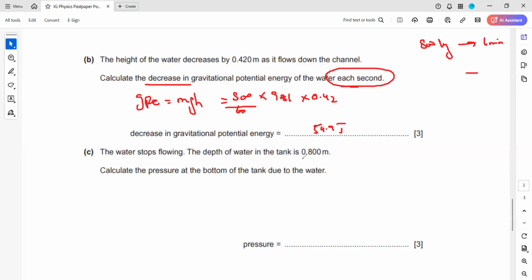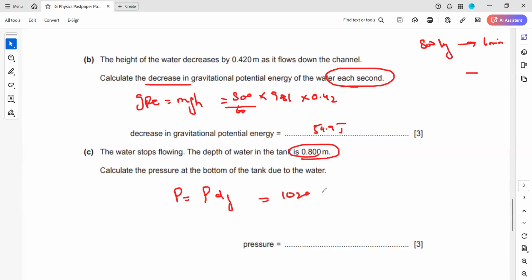Okay. The water stopped flowing. The depth of water in the tank is 0.8 meter. Calculate the pressure at the bottom of the tank due to the water. So how do we work it out? Pressure is equal to density times gravity times depth. What is the density?